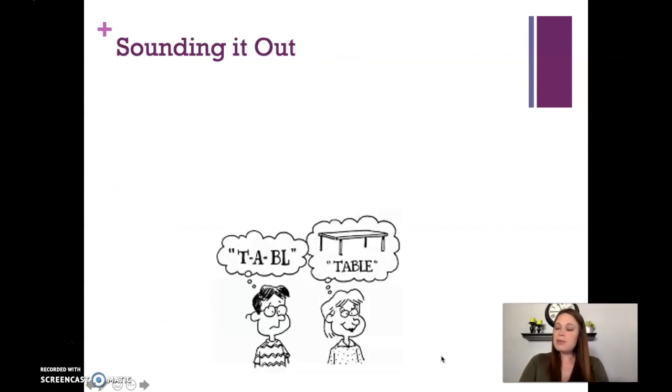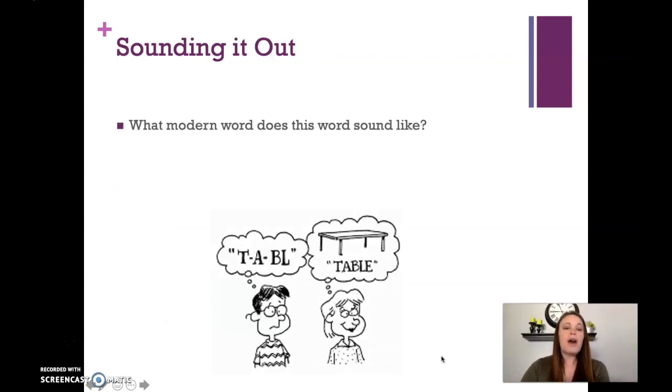Okay. The next one, sounding it out. What modern word does this word sound like? Misadventured. So you sometimes notice that it has an apostrophe instead of an E there. Misadventured, we would normally have an E there. A lot of times in Shakespeare they do that, where you can see an example down there, table instead of table. They mean table. And so I think one of the reasons for that is there wasn't necessarily a standard spelling for a lot of things back in Shakespeare's day.